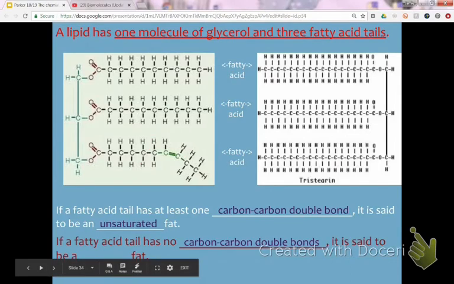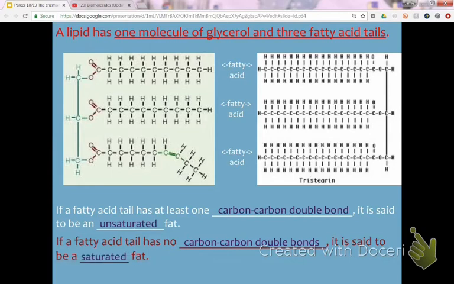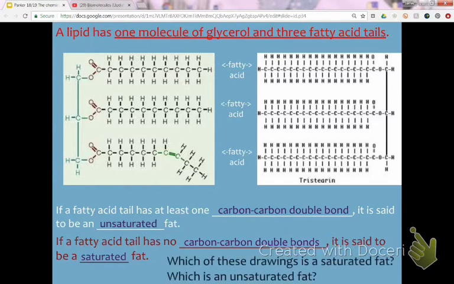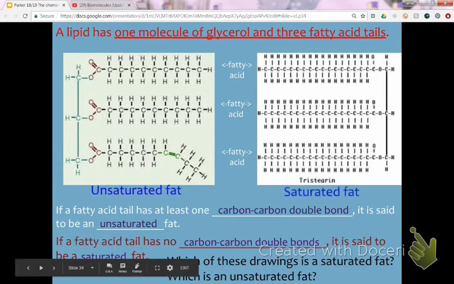If the fatty acid tail has no double bonds, it is said to be saturated. So the fatty acid on the right is, thank you guys, saturated. We already went over that and that.